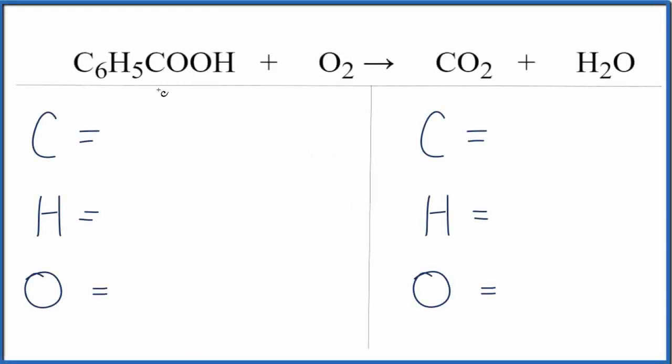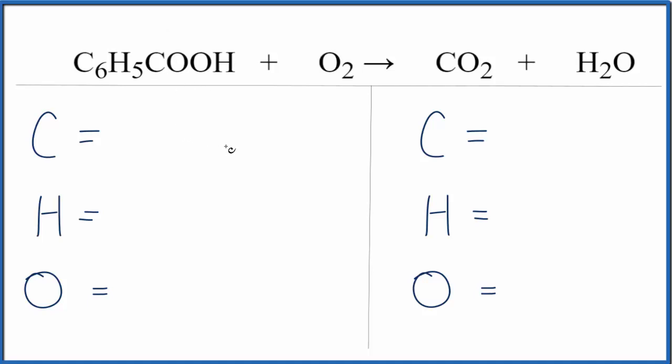In this video, we'll balance the equation where we have benzoic acid, C6H5COOH. We're adding oxygen. It's a combustion reaction, so we get carbon dioxide and water. You might also be given a different formula for benzoic acid. We write it this way because this COOH here, that's what makes it the carboxylic acid. This is what makes benzoic acid an acid.